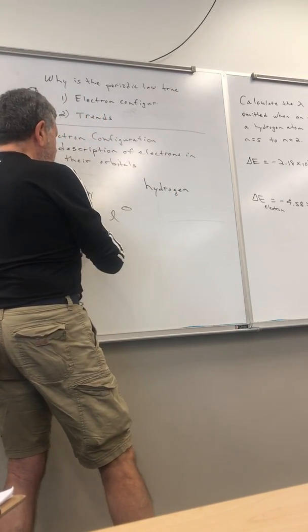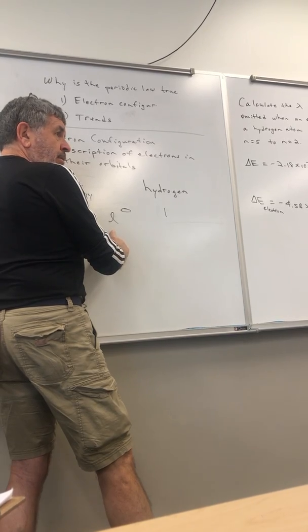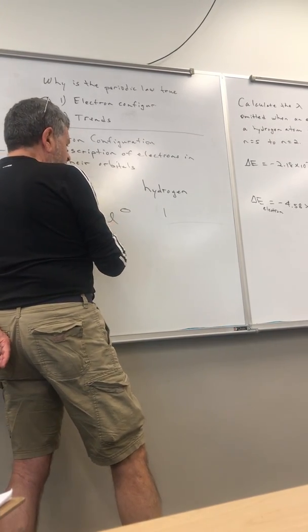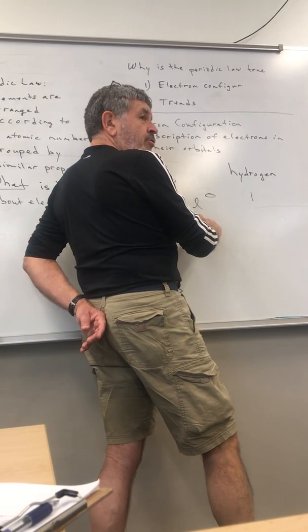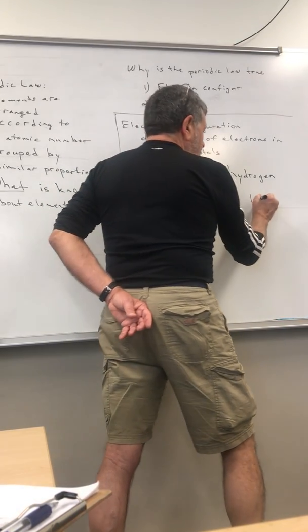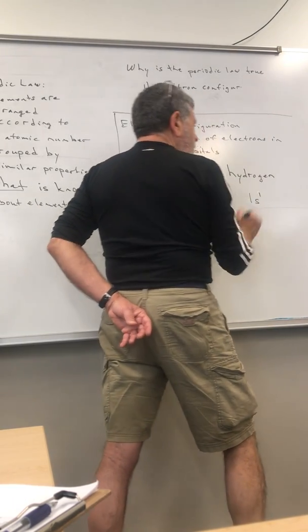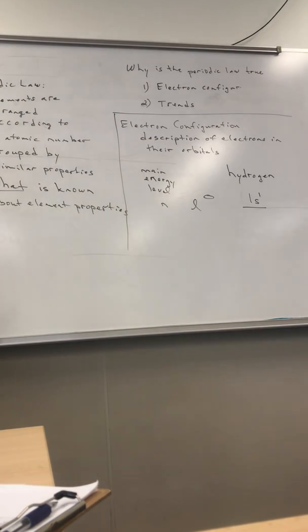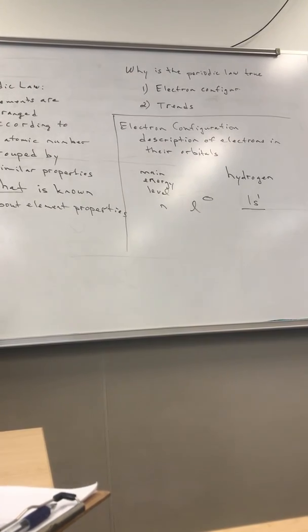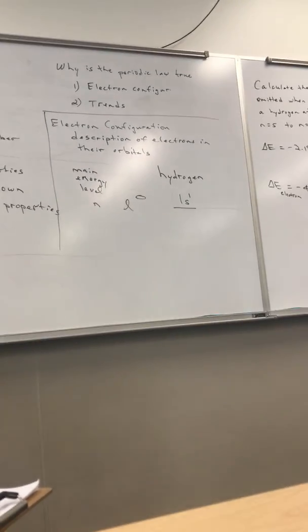Let's look at hydrogen as an example. Hydrogen is in the first row. It has one electron. So if this is 1, what's this? 0, which we know is equal to S. And how many electrons does hydrogen have? 1. This would be the electron configuration for the element hydrogen. That's easy. Isn't this pretty easy?